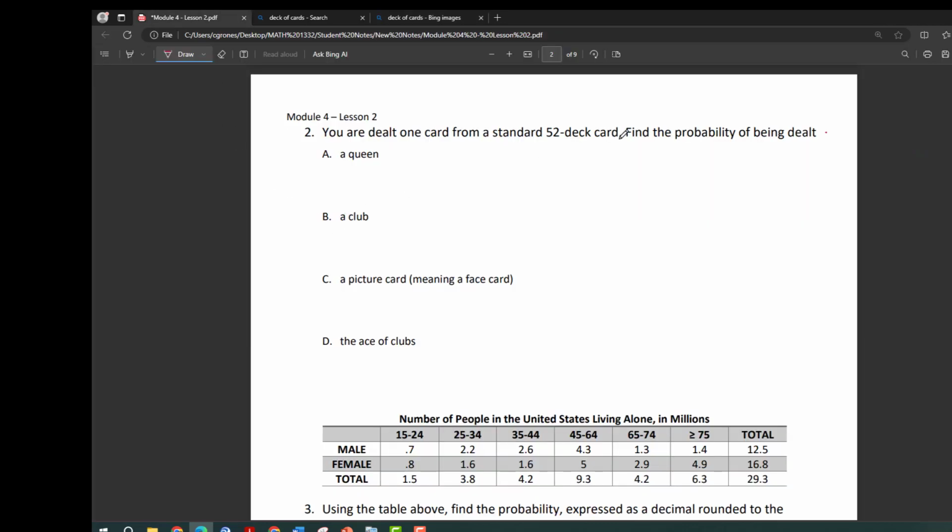So we want to find the probability of being dealt, on the first one, a queen. So remember, the probability of an event equals the number of outcomes in that event divided by our total number of outcomes. So in this one, we are looking for a queen. So we need to find the total number of queens in our deck of cards and then divide that by the total number of cards in our deck of cards.